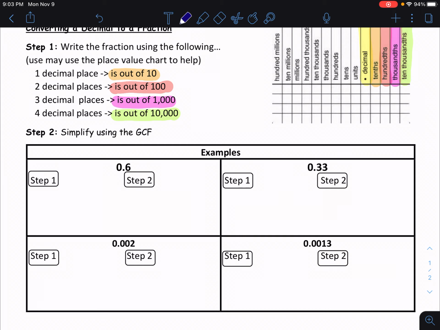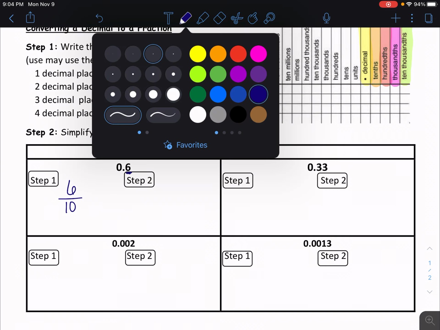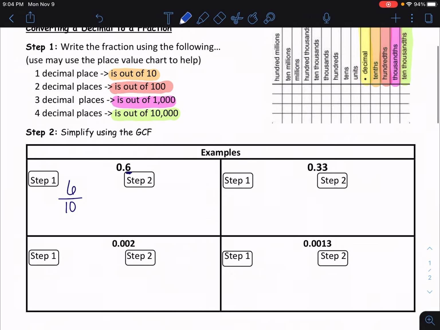So for the first example here, 0.6, the first step is to figure out, am I doing it out of 10, 100, 1000, or 10,000? Well, this is in the tenths place, so I'm going to write this as 6 out of 10. Now, 6 out of 10 is not completely simplified. 6 and 10 have a 2 in common. 6 divided by 2 is 3, and 10 divided by 2 is 5. So our final answer is going to be 3 over 5.